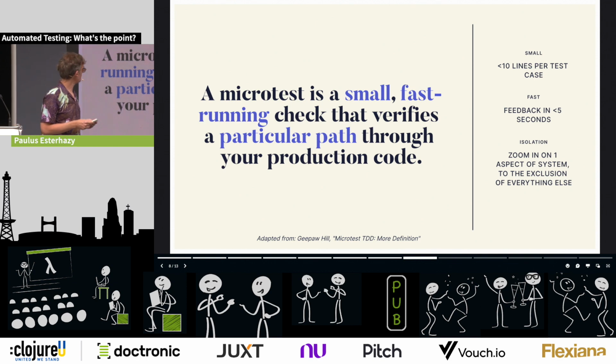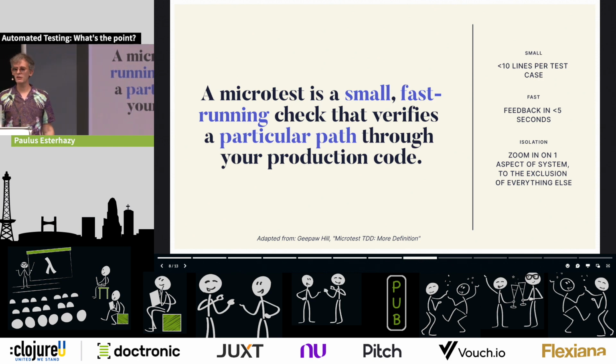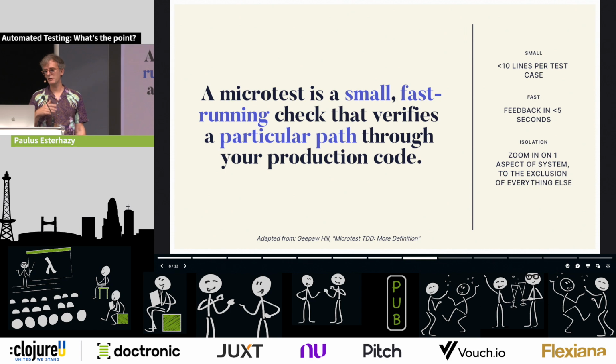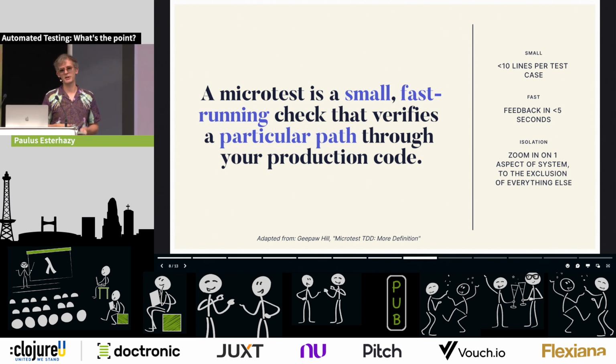So instead of unit tests, I mean, I want to talk about unit tests, but I'm going to use a different word. And that's not a word that I came up with, but I really like this word and the connotations that it has. So I want to talk about microtests. What is a microtest? A microtest is a small, fast-running check that verifies a particular path through your production code.